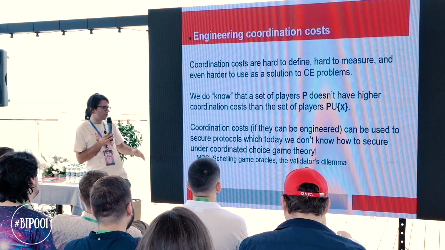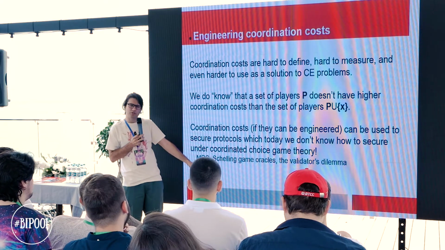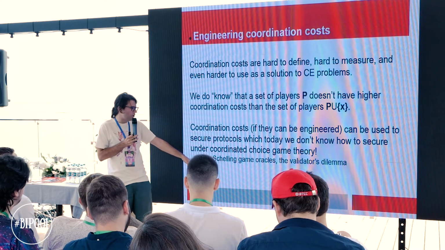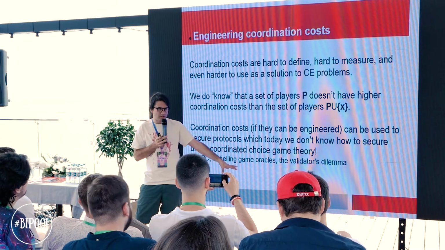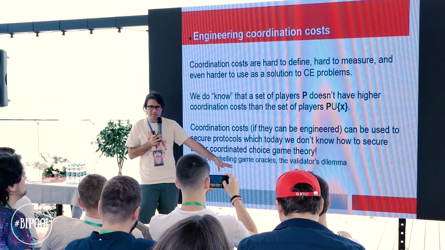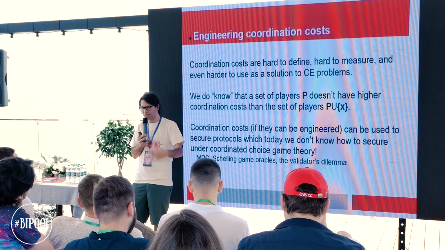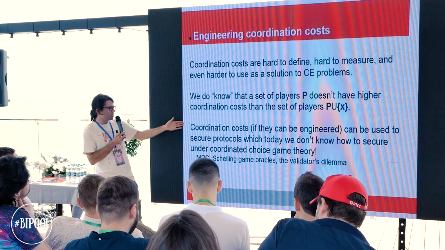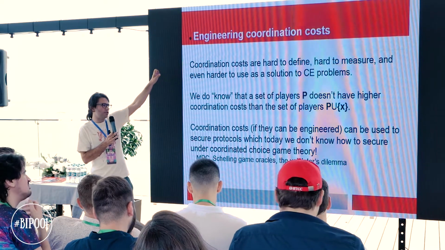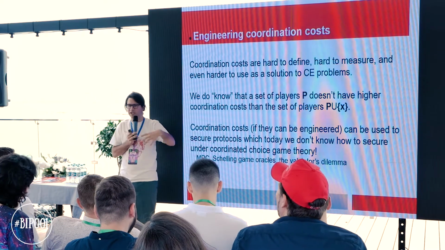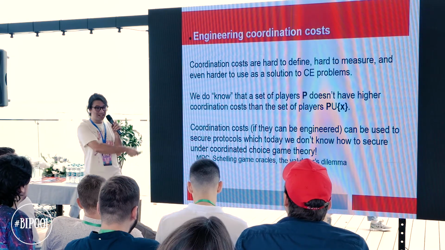For example, we could secure multi-party computation in an economic setting because we could say, look, the coordination costs are too high for everyone to combine the secrets. Or maybe in these Oracle games, we know that the coordination costs are too high for them to coordinate for it to be worth it for them to game the system. Or maybe the validator's dilemma, where validators try to coordinate in order to validate as little as possible. So if we are able to engineer coordination costs, then this opens up a big field of mechanism design possibilities that we don't have access to right now. This is a big open question. Is this possible? We don't really know.